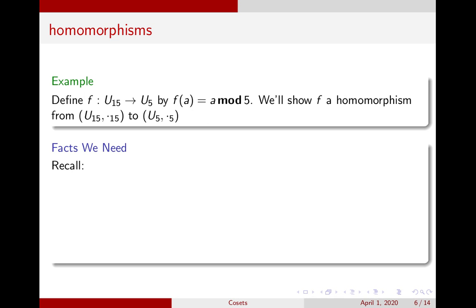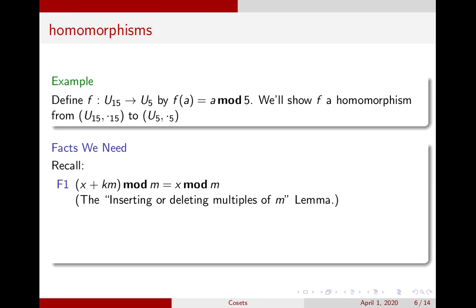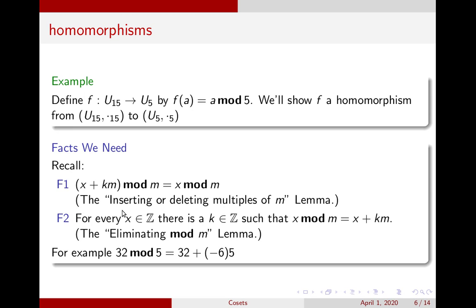Okay, first, I just wanted to remind you of a couple of facts which will get pretty frequent use in this argument. First of all, the inserting or deleting multiples of m lemma, this tool that we used quite a bit earlier in the course, says that if you have a multiple of m inside a mod m, it can be eliminated. You can delete multiples of m inside a mod m and also insert multiples of m. And the second reminder is the eliminating mod m lemma. x mod m we know is always equal to x plus k times m for some integer k. This allows us to eliminate x mod m in expressions involving it.